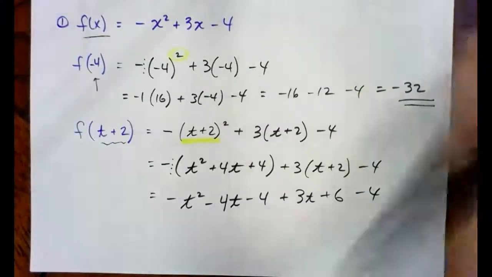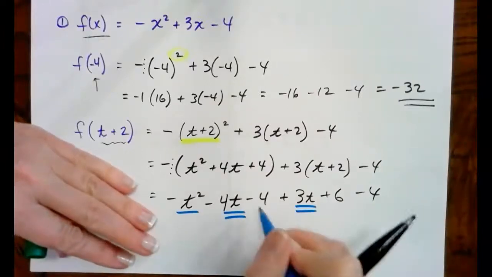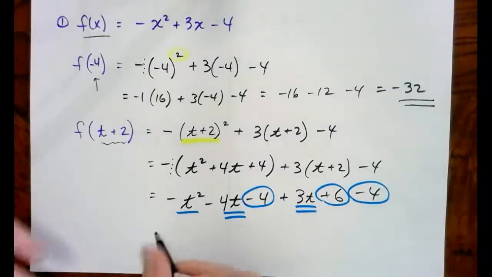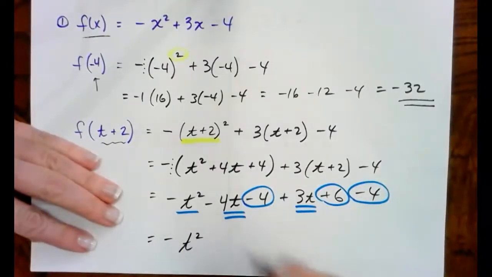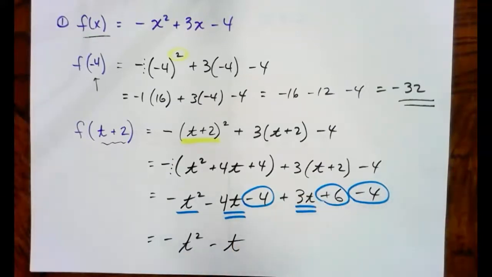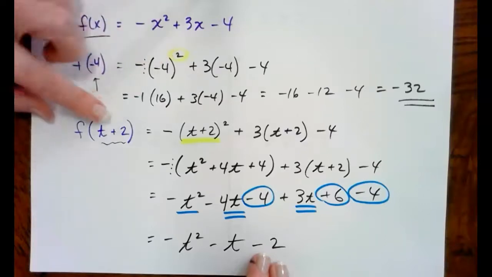So when we find those like terms, there's a t squared, there's a t, a constant, and a constant. Let's put those like terms together. So bring down the t squared. So -4t plus 3t is -t, and -4, a positive 6, and a -4 is going to be a -8 plus 6, so that is a -2. So this is the evaluation of the function when x equals t plus 2.